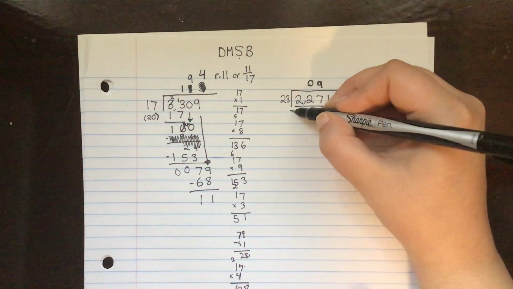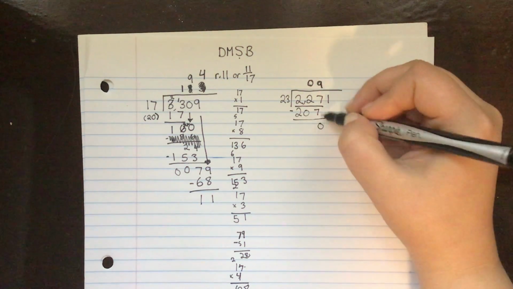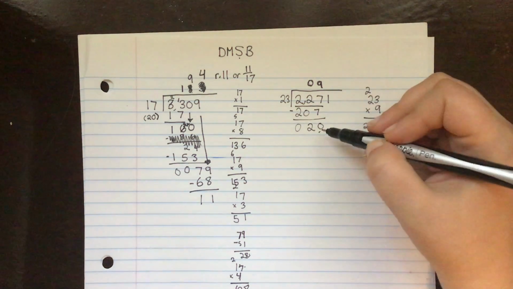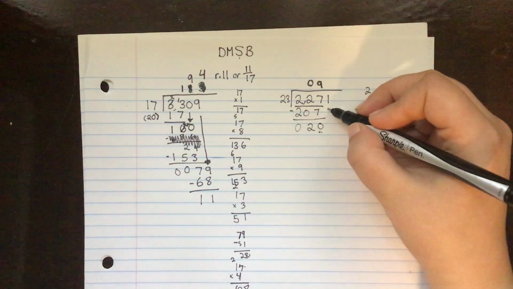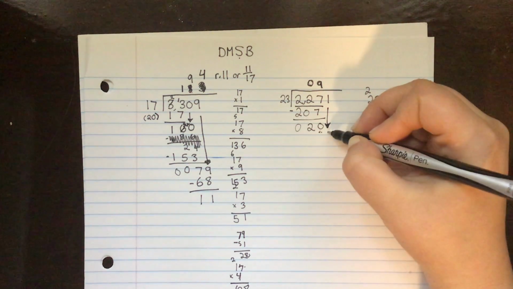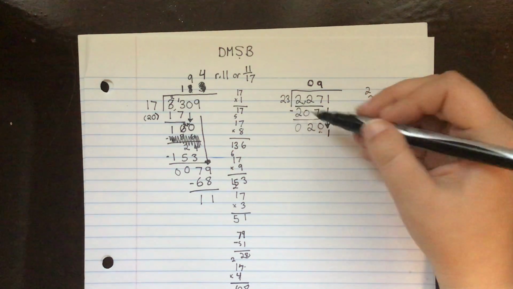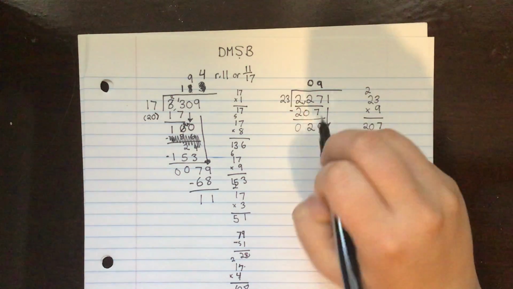So now I'm going to subtract that off. 207. 7 minus 7 gives me 0. 2 minus 0 gives me 2. 2 minus 2 gives me 0. I get 20. 20 is smaller than 23, so that's good. So then I bring down the next number. 201. And I think, how many times does 23 fit into 201?